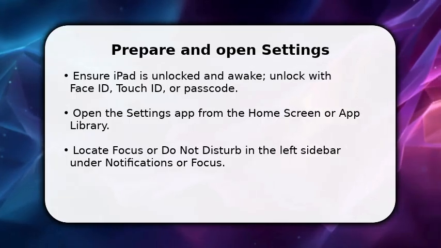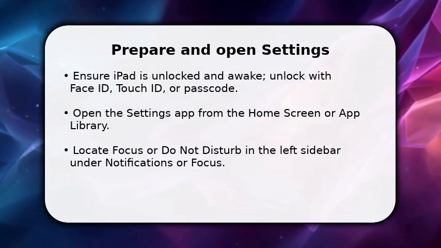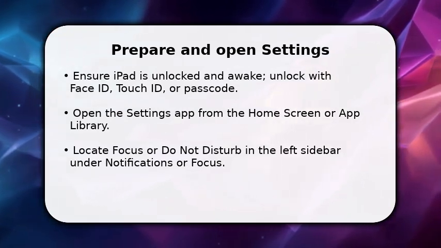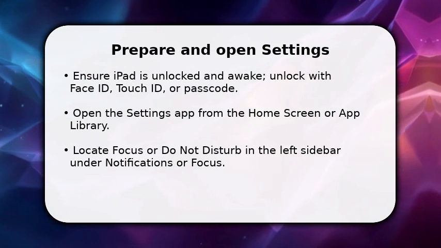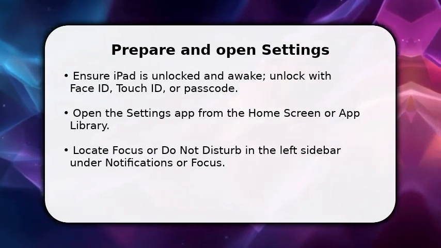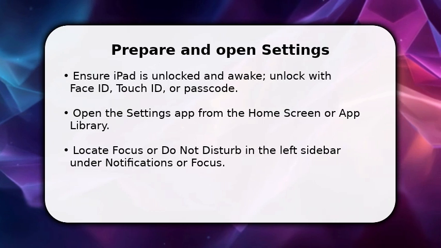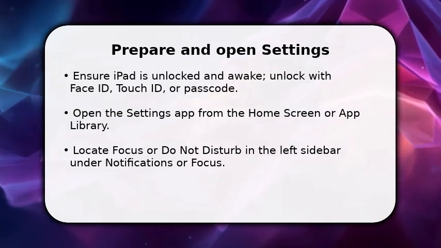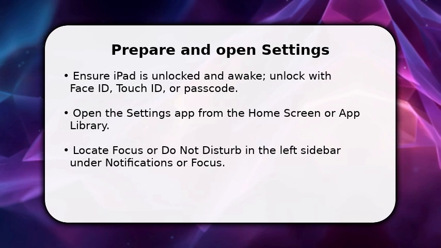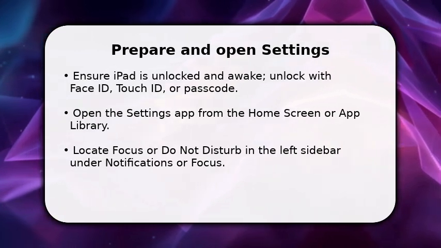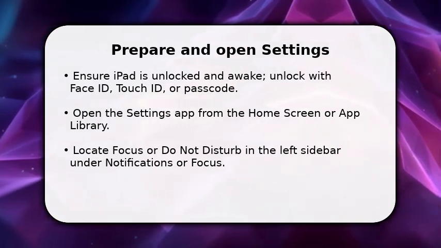You start by unlocking the iPad and launching settings so you can change system-level behavior. Once settings is open, scroll the left column to find focus or do not disturb. This is where iOS centralizes interruption controls. You do this because toggling here affects calls, alerts, and banners system-wide.